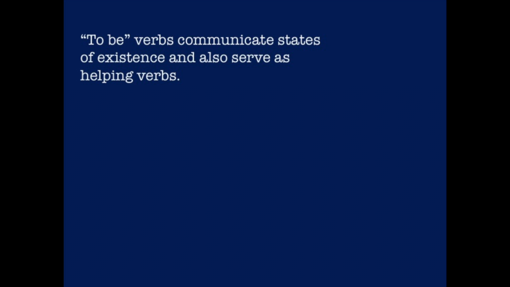So to be verbs communicate states of existence, and then again, they sometimes function as helping verbs. In the statement, Jack is sleeping, the verb is acts as a helping verb for sleeping. In this statement, is sleeping would be our verb phrase since both is and sleeping are being used as verbs together. To have a complete sentence, we also absolutely must have a subject.